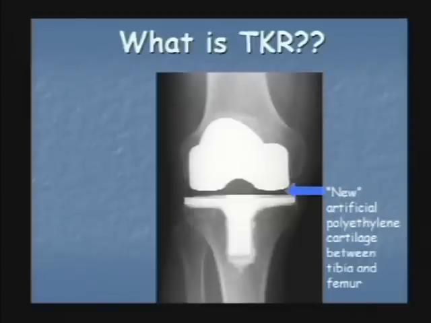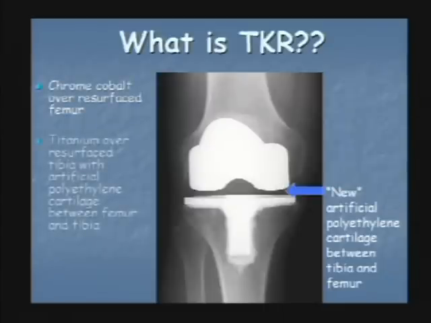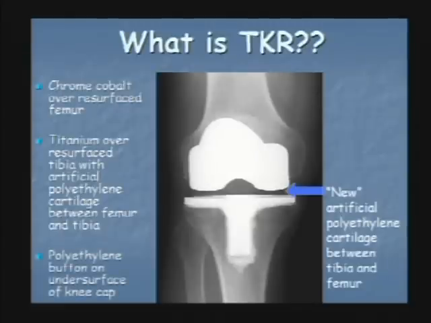During surgery, the kneecap is slid out of place and the ends of the tibia and femur are resurfaced to fit the prosthesis. The prosthesis consists of chrome cobalt over the resurfaced femur and titanium over the resurfaced tibia. An artificial polyethylene cartilage is then fitted between the femur and the tibia, and a polyethylene button is placed on the undersurface of the kneecap. Once the 3 parts are in place, the metal rubs on the plastic instead of the bone rubbing on bone, alleviating your pain and allowing you to resume your normal active lifestyle.